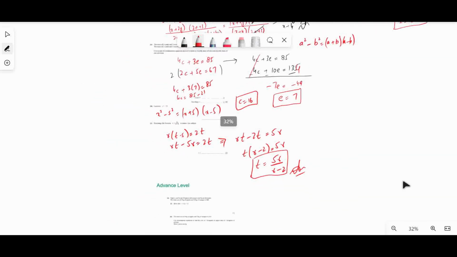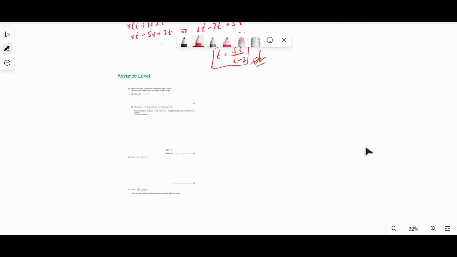Let's move to the advanced level questions related to algebra.